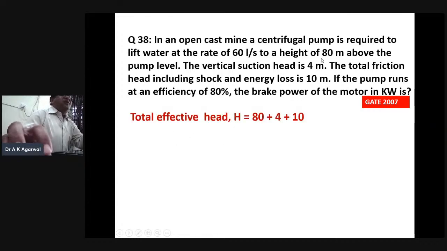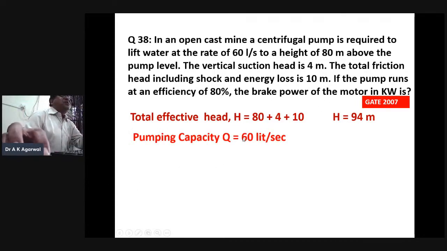Total effective head: the pump has to throw water 80 meter above the pump level. Suction head is 4 meter, meaning the water level is 4 meter below it. And the total friction head, including shock and energy loss, is 10 meter. So total effective head will be 94 meter. You have to select a pump which can throw water up to a height of 94 meter. That is the total effective head.